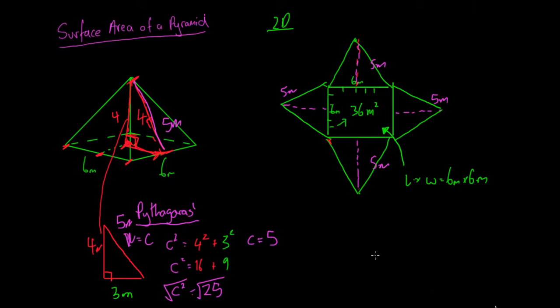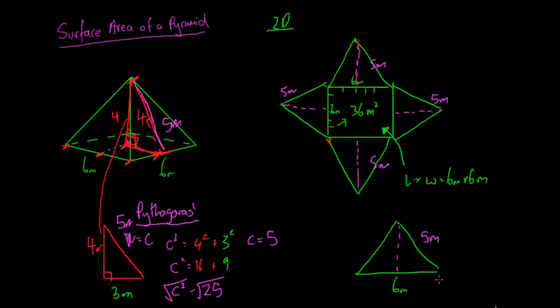And then we want to work out the area of one of these triangles. So I'll draw a separate triangle down here. So if we've got a triangle, and we know that it has a base width of 6 meters, and it has a height, which we worked out over here using our Pythagoras, of 5 meters. So height of 5 meters and a width of 6 meters.